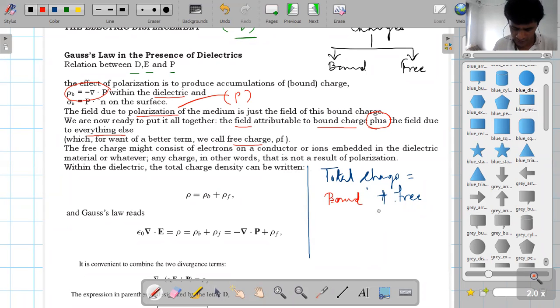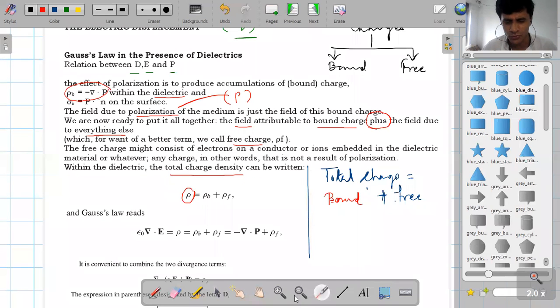Bound plus free, and therefore this is your total charge density, that is rho. Total charge density within the dielectric, not on the surface. We can write the density due to the bound charge, as well as the charge density due to the free charge. This is rho b for bound charge density, and rho f for free charge density, and therefore we can write like this.